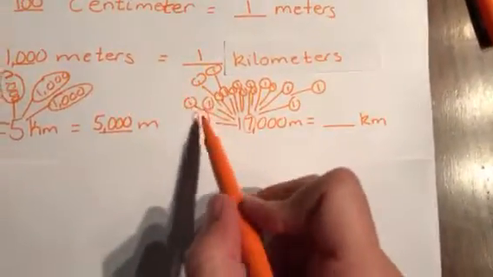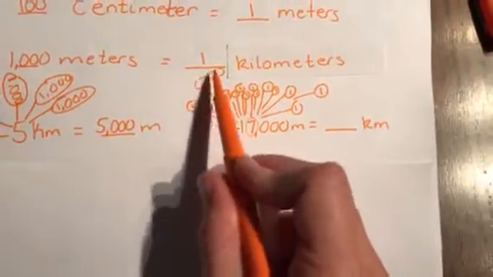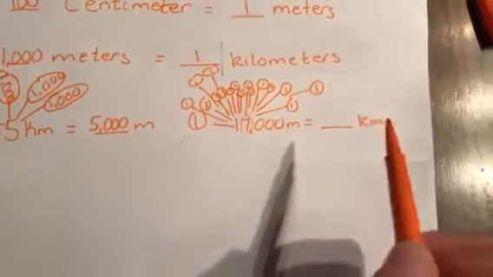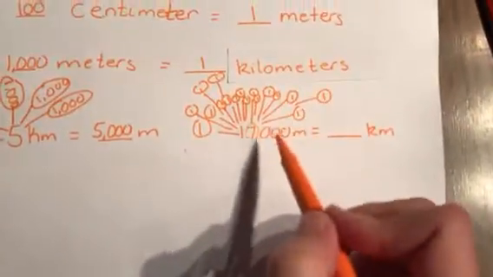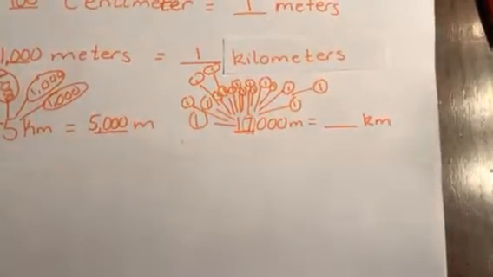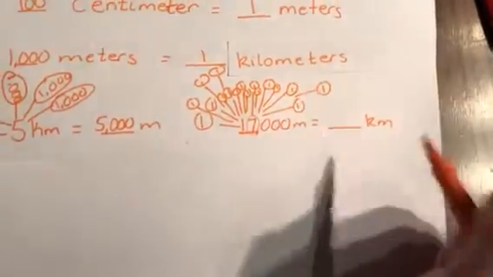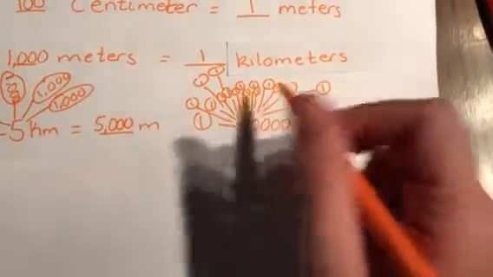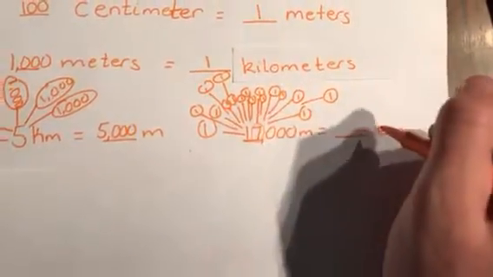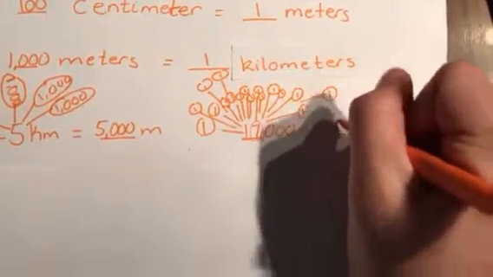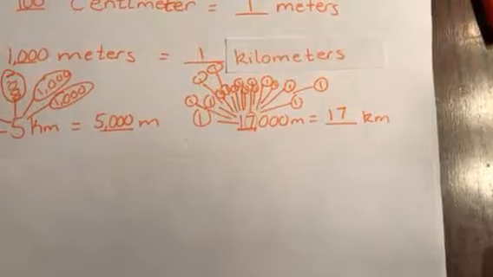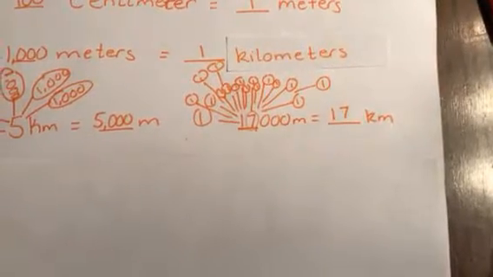And let's check to make sure. 1, 2, 3, 4, 5, 6, 7, 8, 9, 10, 11, 12, 13, 14, 15, 16, 17. So each 1,000 of the 17,000 meters can be 1 kilometer, because there's 17,000 and each 1,000 of them is 1 kilometer. So we've got 17 kilometers for 17,000 meters.